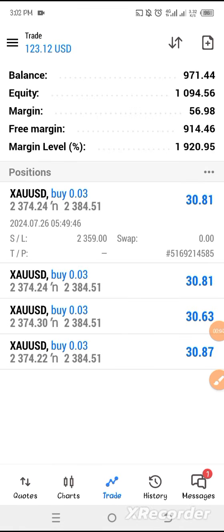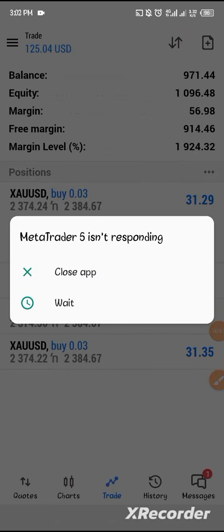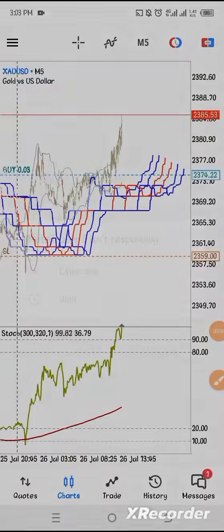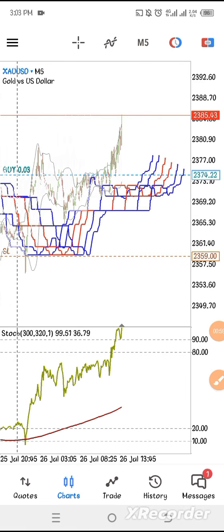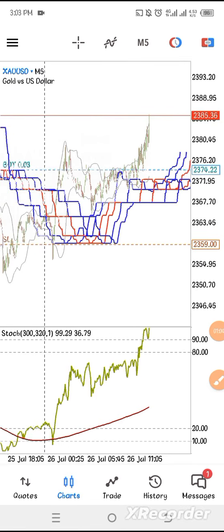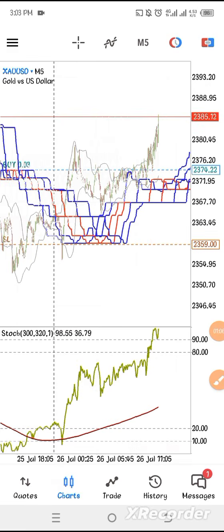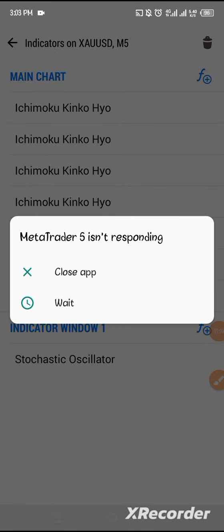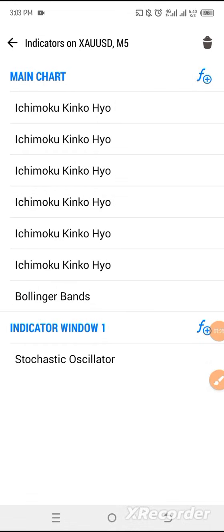Today is 26/07/2004, and here is the result on the live account. We took this entry just this morning, and here is the entry. As you can see, we added another strategy for you to see. What is this strategy? I'm going to show you the settings. We added a stochastic oscillator to make it a better strategy to filter a good entry.